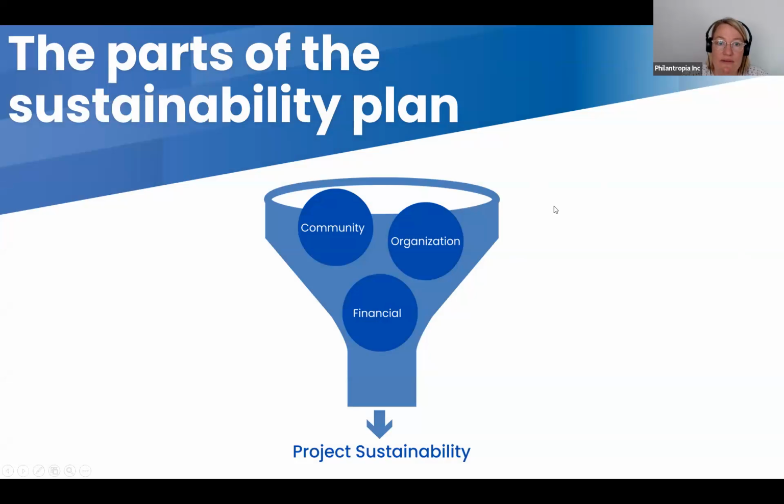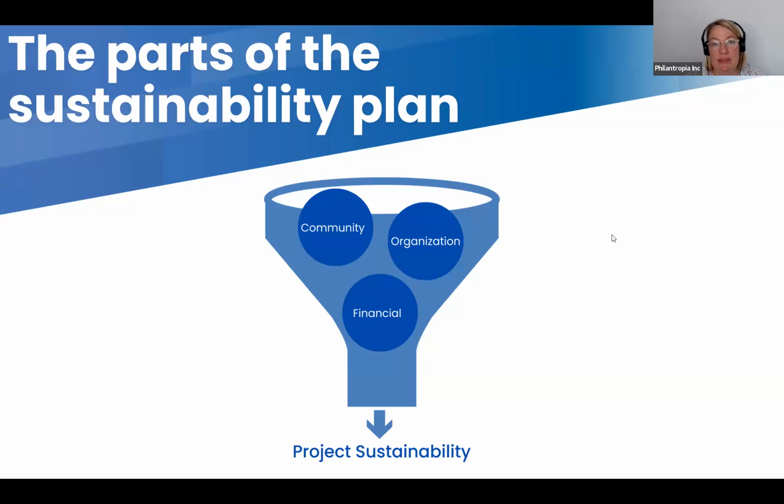So what are the parts of a sustainability plan, or what are the parts of project sustainability? There's three major parts to it that you have to think about. There's community sustainability, organizational sustainability, and financial sustainability. And all those three combined lead to project sustainability. But you have to think about all three. You think back at the slide in the beginning, sustainability as a whole also has different pillars, and you need all pillars so that the roof doesn't fall. And it's the same here. You need all three areas to achieve project sustainability. If you just have one, that's probably not going to do it long term.